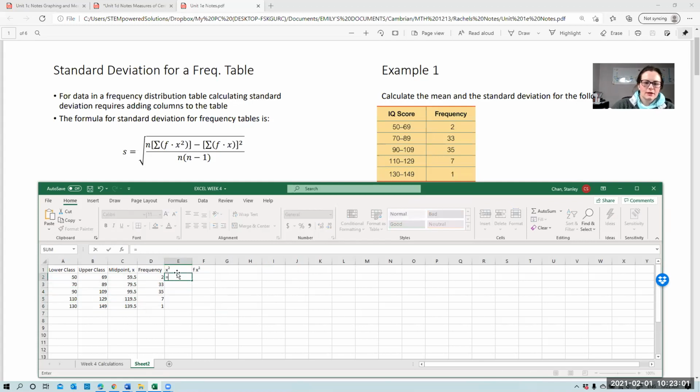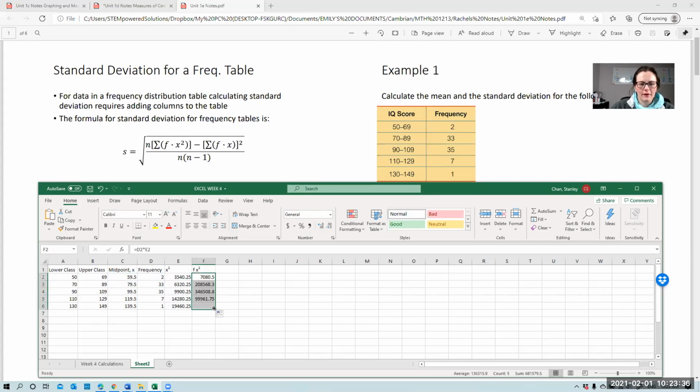Okay, so for x squared, my midpoint is considered x in this formula. So I'm going to square my x's. I'm going to take this cell and multiply it by itself, therefore it's going to be squared. So x's are squared right here. And then in this cell, I want my f times x squared. So that's my frequency multiplied by my x squared, so that's D2 multiplied by E2, which is x squared. And I want that for all of my values.